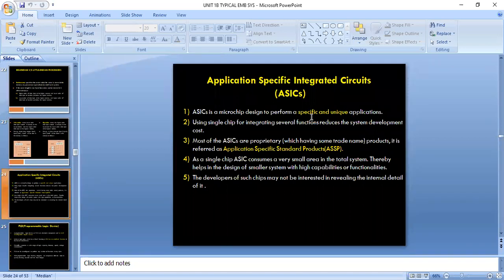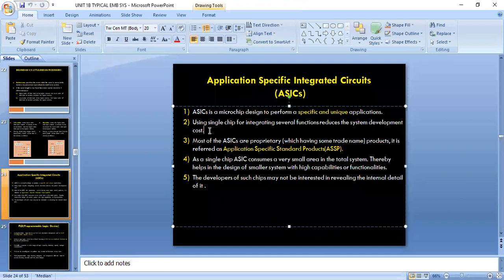ASIC is a microchip designed to perform specific and unique applications. Specific means what? Particularly, air conditioner is a specific one. Unique means what? Some set of ICs only intended for air conditioner. That is unique. Some set of ICs only for microwave. That is unique, right? Using a single chip for integrating several functions reduces the system development cost. I told you, right? Only specific functions, not multiple functions.